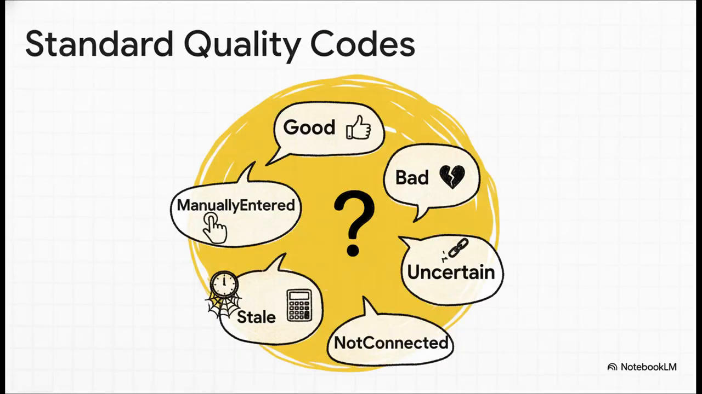And that Q for quality is so important. It tells you if you can trust the data. i3X just uses the standard OPC UA codes, which is great. So you get the basics like good, bad, and uncertain. But you also get really useful ones like stale, calculated, or even manually entered. It gives you so much more context than just a raw number.